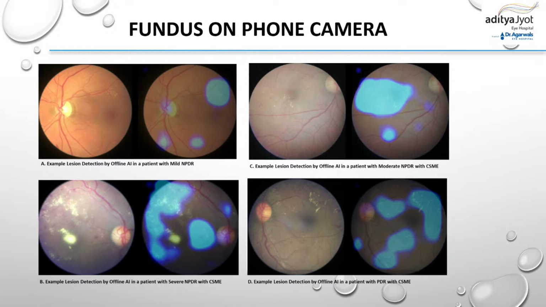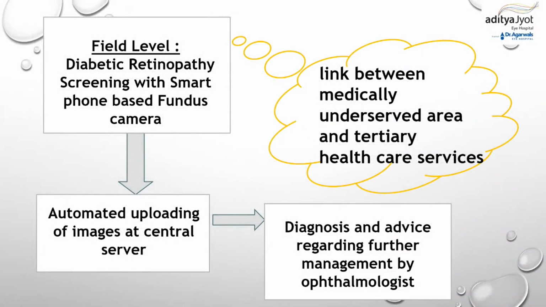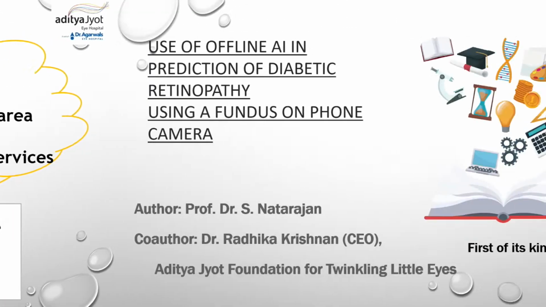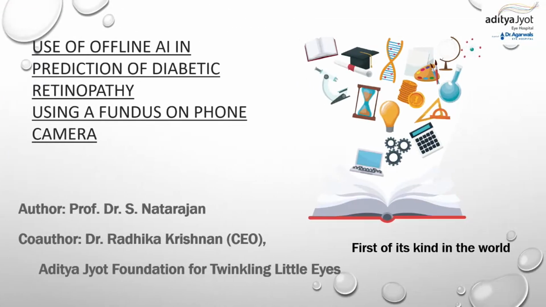Refer to an eye doctor, and no need to refer. That idea is anybody can go to the villages or slums, which means not a doctor, not a technician. So anybody, even a school dropout, we have trained people, and we make sure that they can go and use this camera. So there's a link between the medically underserved area and tertiary healthcare services, so that you have an automated uploading of images at the central server. And the main thing is offline AI.